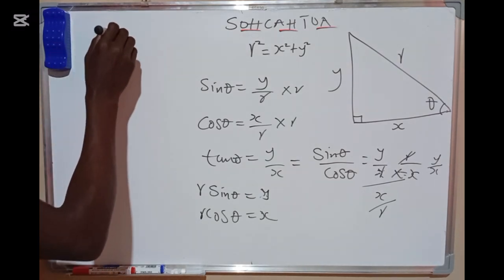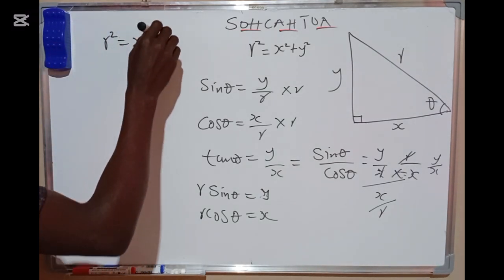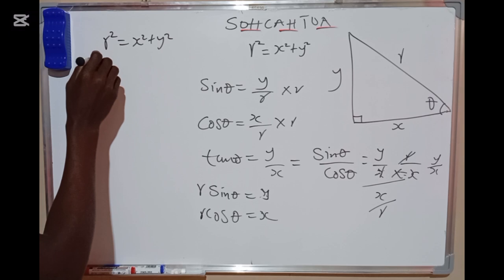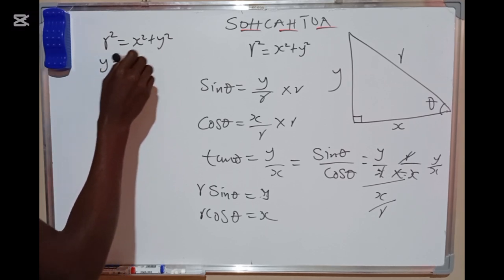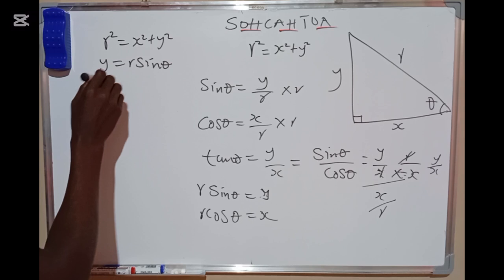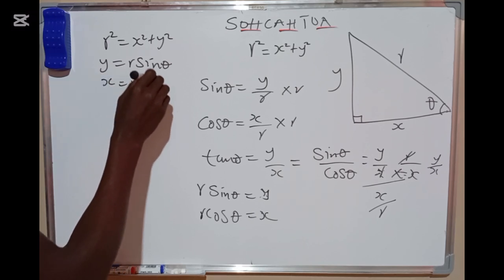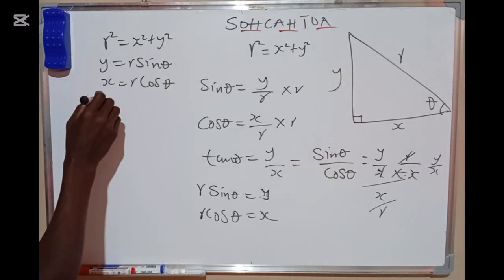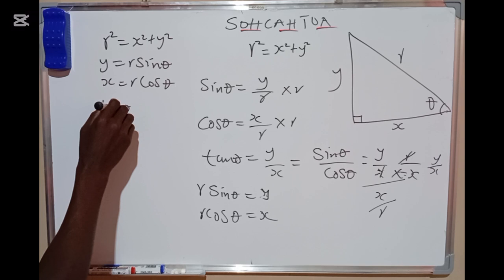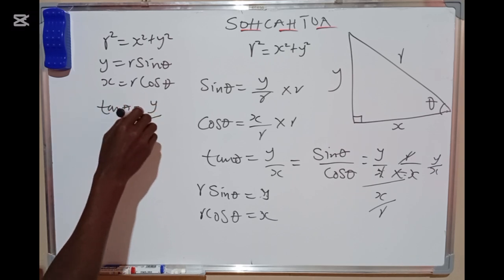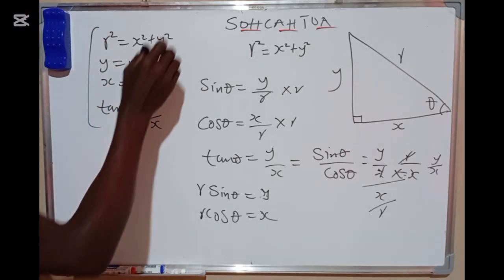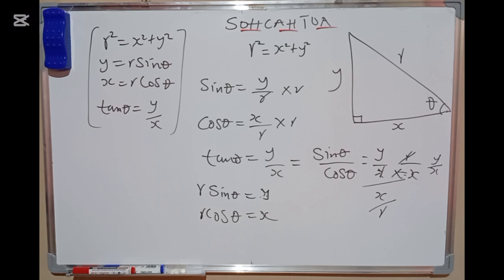Number 1 is r square is equal to x square plus y square, followed by number 2, which is y is equal to r sine theta, and then x is equal to r cos theta. Then tan theta is equal to y all over x. So these 4 parameters are what you're going to be using to convert from polar to Cartesian and from Cartesian to polar.